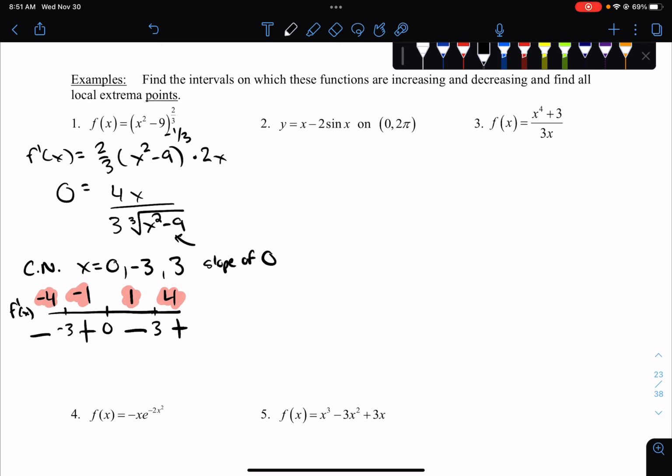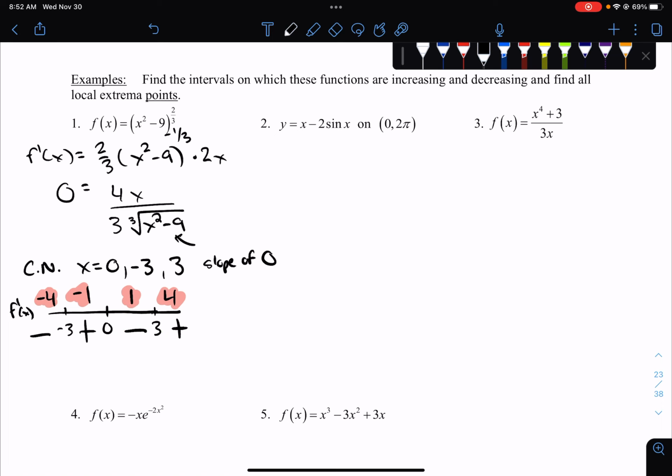So that's my first derivative test. It tells me that from -infinity up to the point -3, my function is decreasing. But then from -3 to 0, my function is increasing. From 0 to 3, my function's decreasing. From 3 to infinity, my function is increasing.